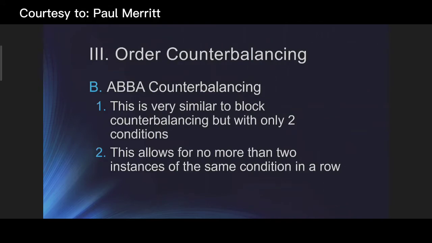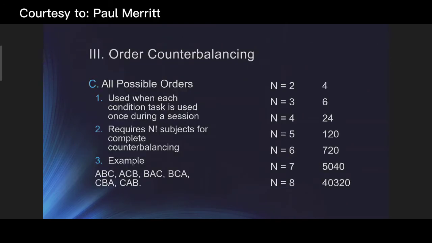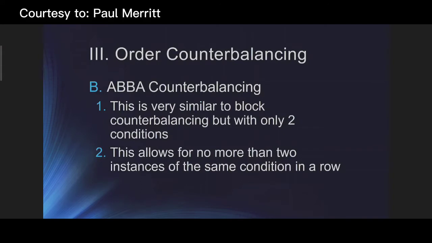So what we do then is this allows for no more than two conditions of the same instance in a row. So we'll go ABBA, ABBA, ABBA. Pretty simple. The idea is, again, so that A always comes before B always comes before A, and it always does so in the same number of instances. So we can distribute any practice or fatigue effects across the experiment. Pretty straightforward.